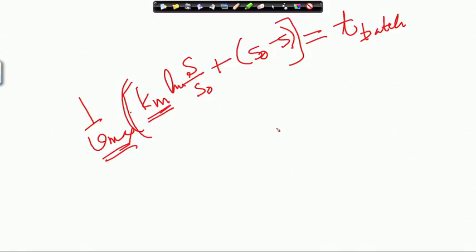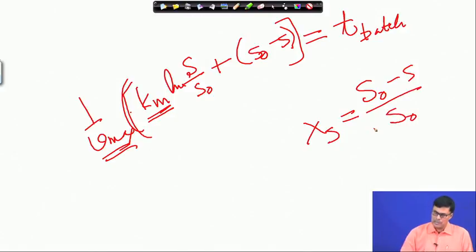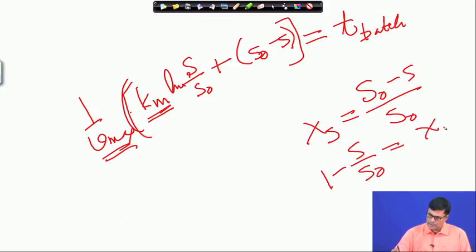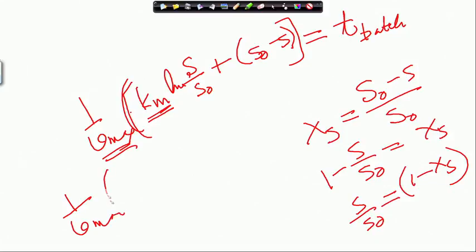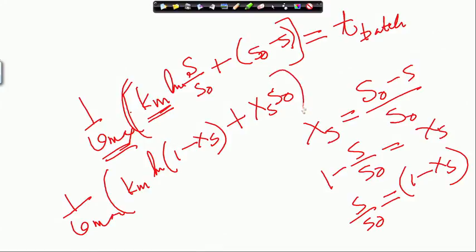Now, one thing I want to point out, sometimes we can express in terms of XA, XS. XS is what? The fraction of S that is converted. We can express it as S0 minus S by S0. Am I right? This is the fraction of S that is converted. Now, if you want to write this, I can write 1 minus S by S0 equal to XS. So, S by S0 equals 1 minus XS. So, this equation I can modify as Vmax Km ln 1 minus XS, and here also we can write in the form of XS, because S0 minus S equals XS into S0, equal to T batch.